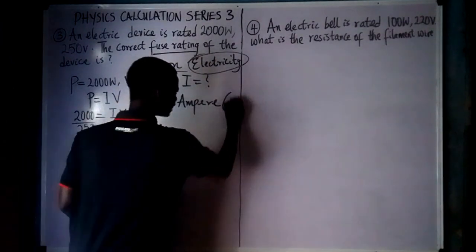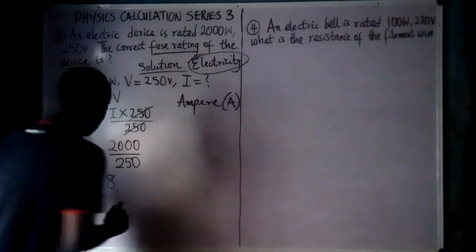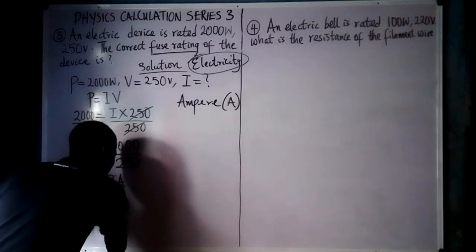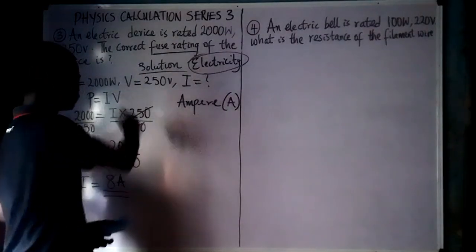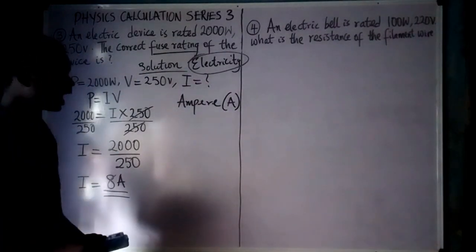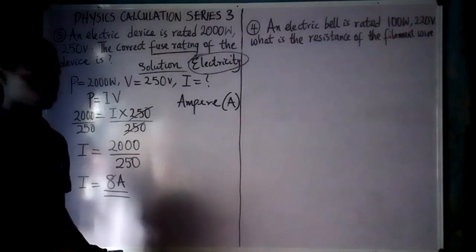Symbolized by capital A. So after we've gotten our answer as 8, we'll say 8A. And this is the answer to the question. So the fuse rating of the device is what? 8 ampere. I hope this is clearly understood by us. So let's get straight to question number 4.